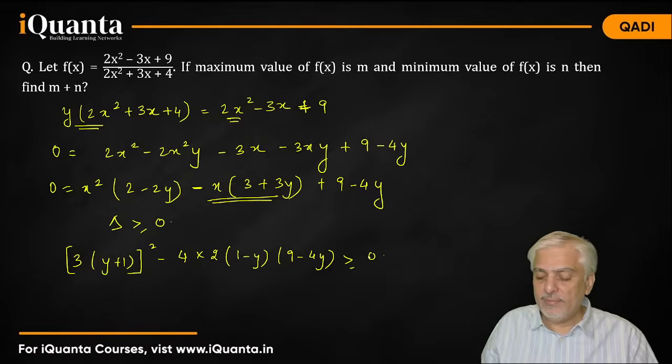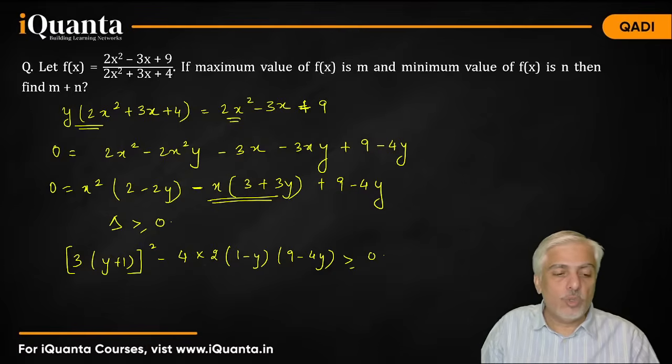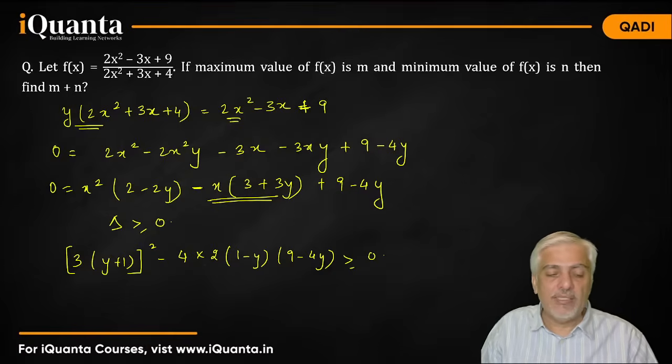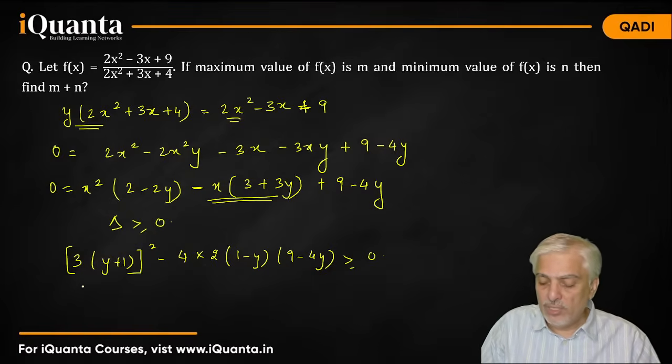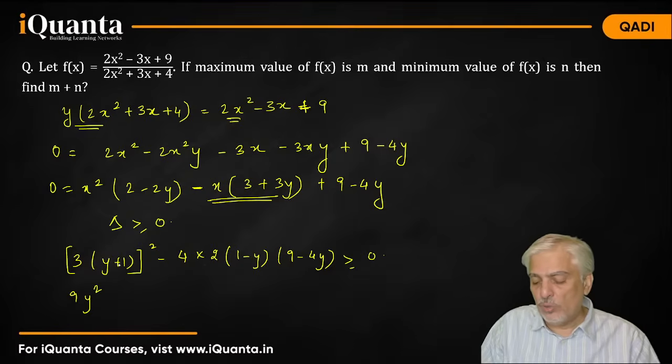Okay. You'll have to solve this whole part out. This is the difficult part. You have to be very careful with this whole calculation. You'll get 9y square plus 1.